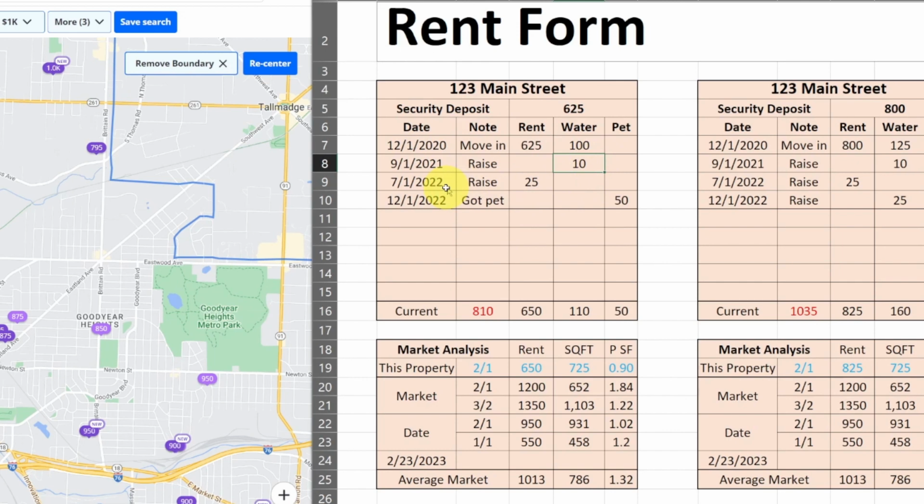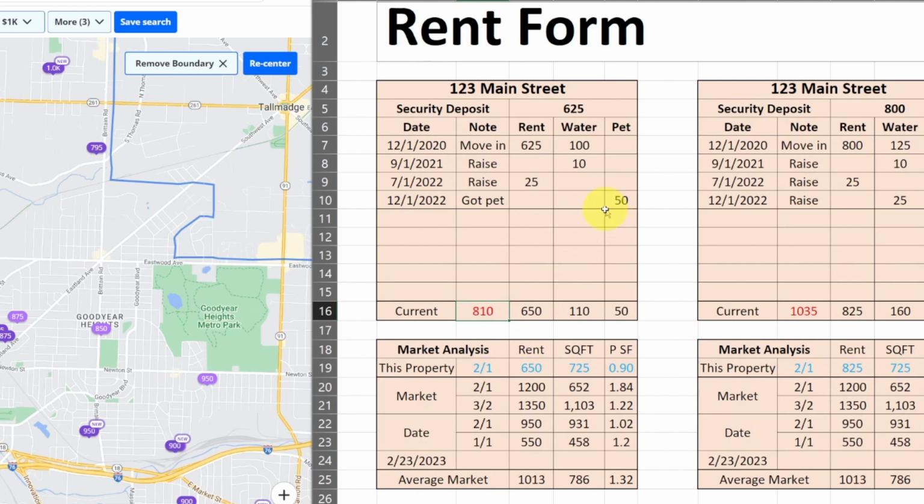I raised rent in July of 22. In December of 22, they got a pet, so I added $50 for that. All these numbers are calculated down here at the bottom. So the rent is calculated straight down. Same with the water and same with the pet fee. This cell here calculates the total amount of rent, water, and pet fee. So the tenant pays $810 a month.